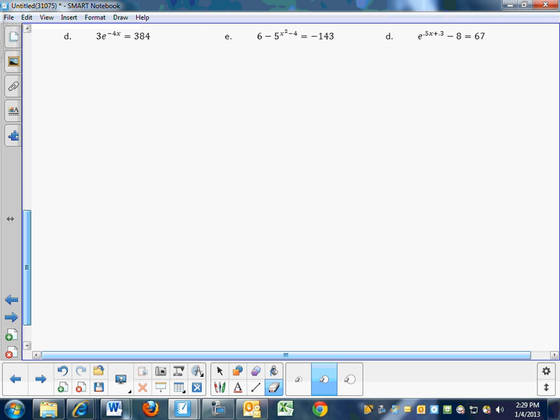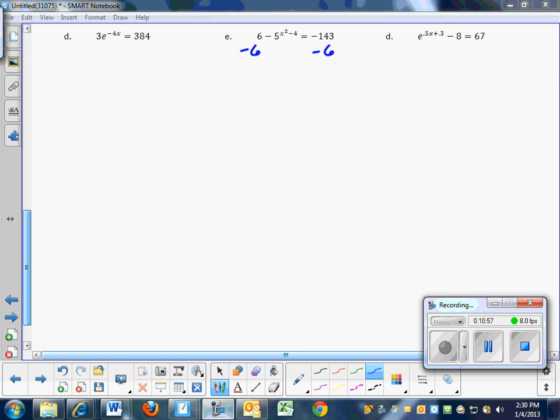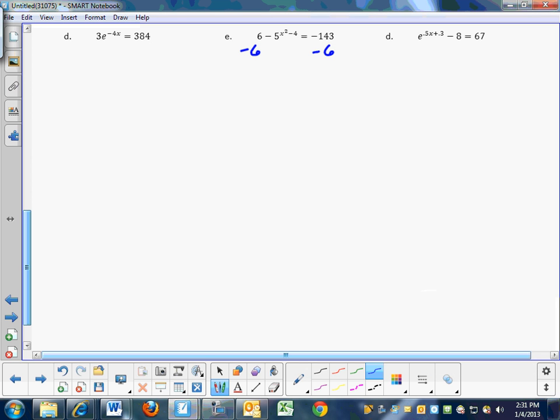What's different about this one? Squared in the exponent. That's okay. What do you want to do first? Subtract 6. So we always have to isolate the base with the exponent. All right, we subtract 6 from both sides. And we get negative 5 to the x squared minus 4 is equal to negative 149.